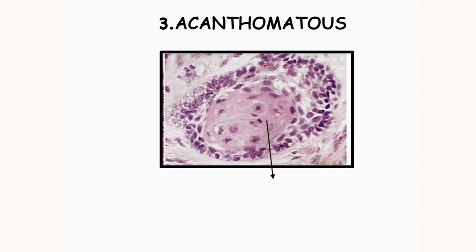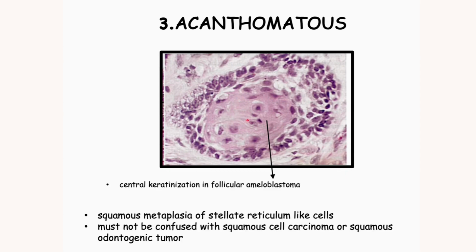The next type is the acanthomatous type. Here, this is very much similar to the follicular type where we can find follicles of epithelium which are surrounded by ameloblast-like cells, inside which we can find squamous metaplasia. That is, the stellate reticulum-like cells will transform into squamous cells. So this is called squamous metaplasia. Not only that, we also find central keratinization. So these are the characteristics of the acanthomatous type. This is usually confused with squamous cell carcinoma and squamous odontogenic tumor.